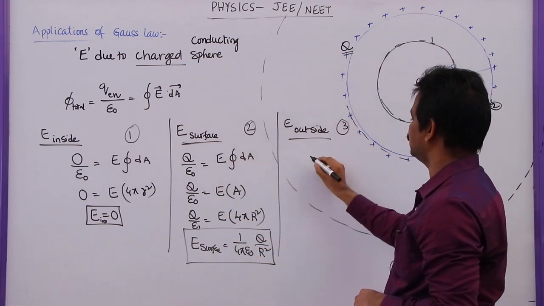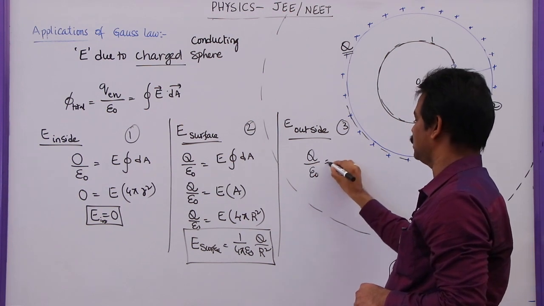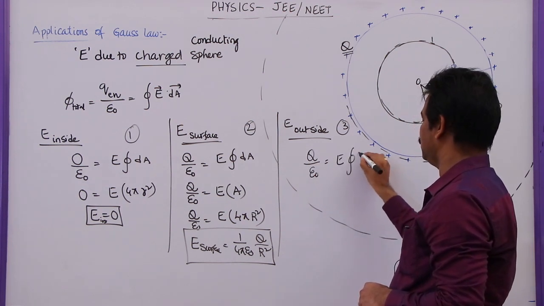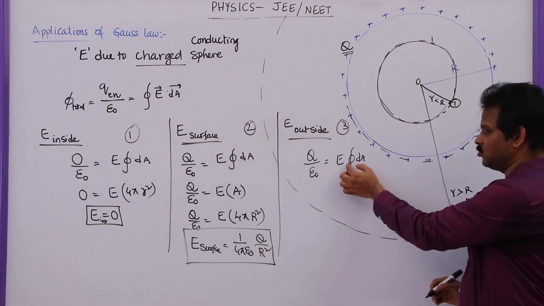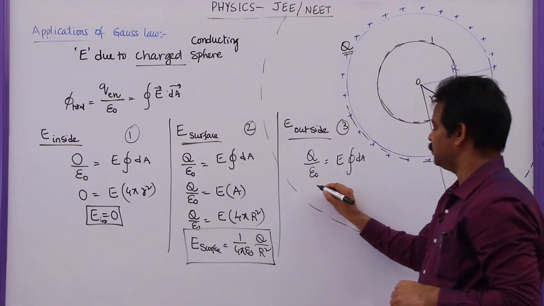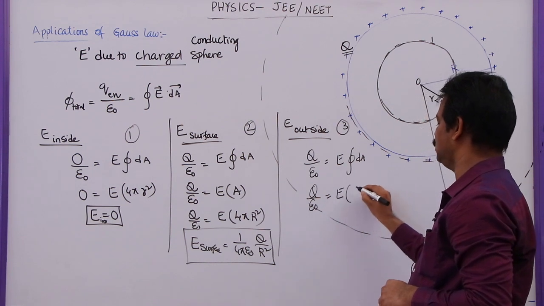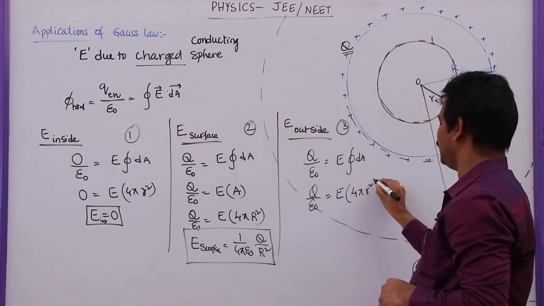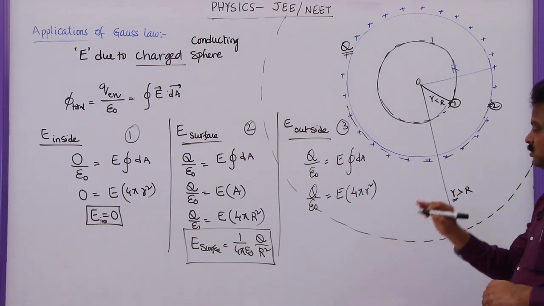That is nothing but the total charge on the conducting sphere. This is Q by epsilon naught is equal to E integral dA. What is this dA? dA is the small unit portion. Integral dA is the total area of this closed Gaussian surface considered by us. So Q by epsilon naught is equal to E into, this will be 4 pi r square, where r is the radius of the closed Gaussian surface.